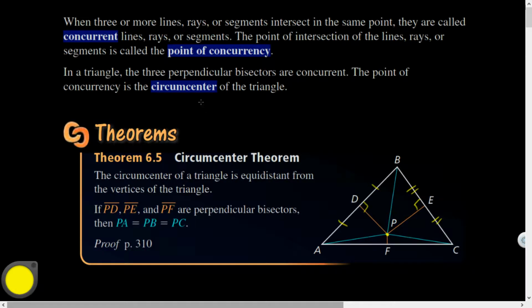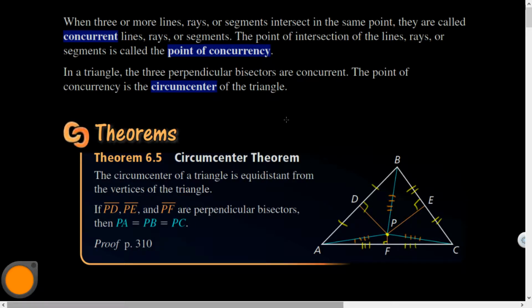It says the point of concurrency is the circumcenter. Now get your giggles out now, friends, all right? I understand. You'll see why this is interesting in just a moment. It says circumcenter theorem. The circumcenter of a triangle is equidistant from the vertices of the triangle. So if I've drawn all of these perpendicular bisectors, it turns out that these blue segments are equidistant. Those are the same distance.